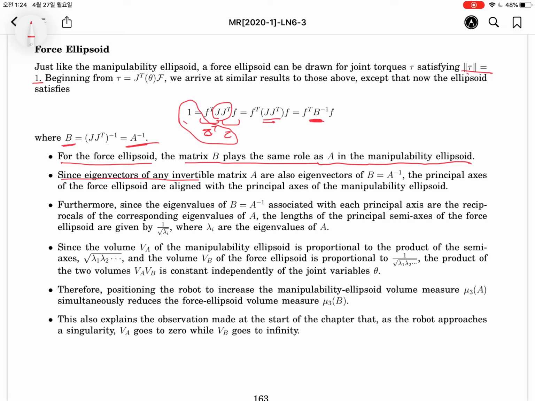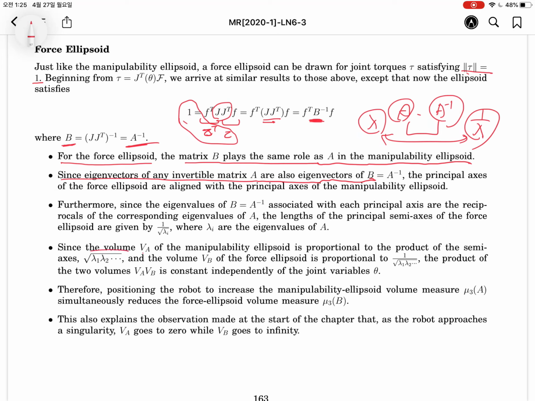On the other hand, the eigenvectors of any invertible matrix A are also eigenvectors of B. A and A inverse have the same eigenvectors, but the eigenvalues are different. A has the eigenvalue lambda, A inverse has 1 over lambda. Actually, both are reciprocal of each other, but the eigenvectors are the same.